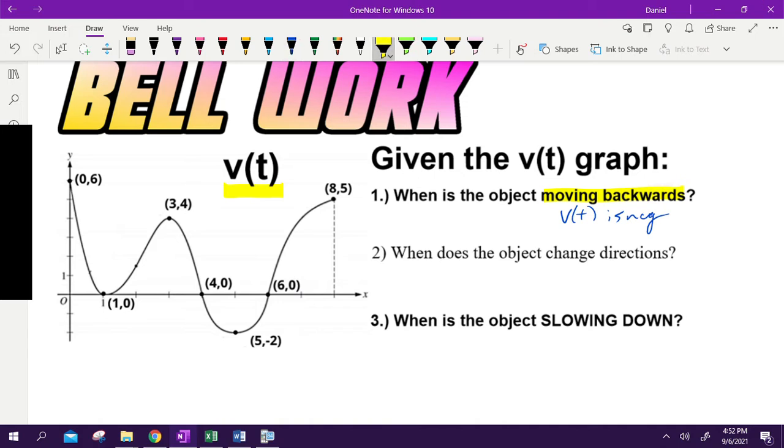So this is a graph of velocity. So when am I negative? When I'm below the x-axis. So the answer to this question is from 4 to 6. Technically, it'd be in brackets. I'm not super concerned with that right now.